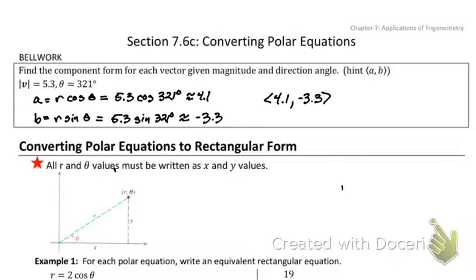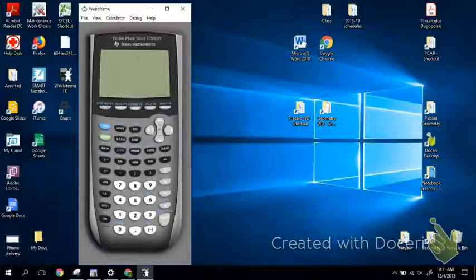All right, questions from the homework. Ross. 63. 63 was R squared equals 9 times cosine of 2 theta. Well, the problem is we do not have an R squared. We just have an R equals. I didn't see the squared.